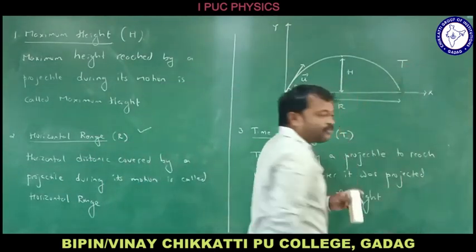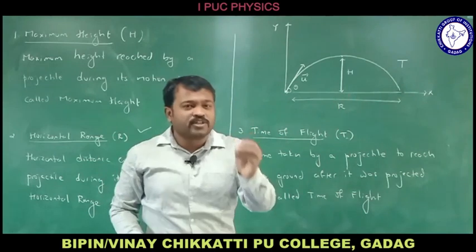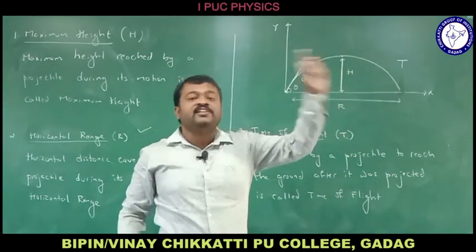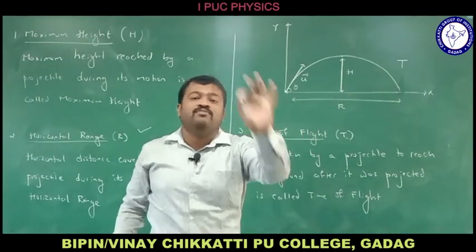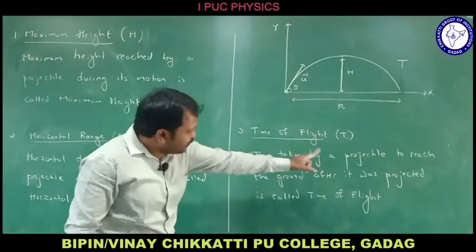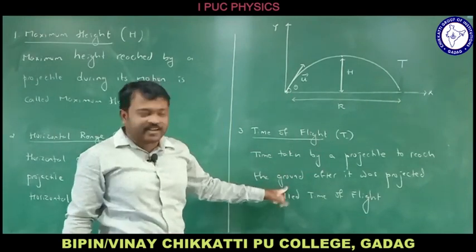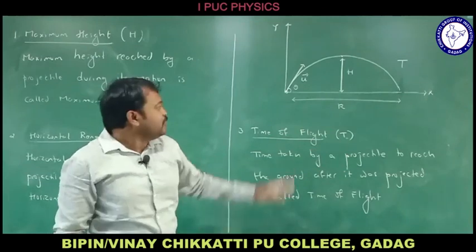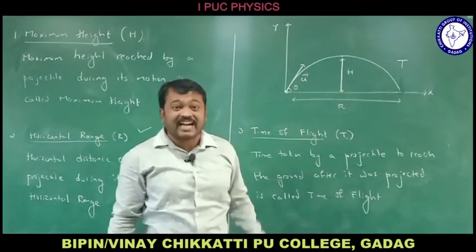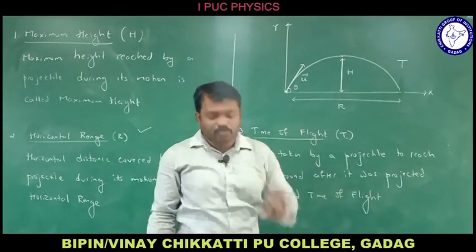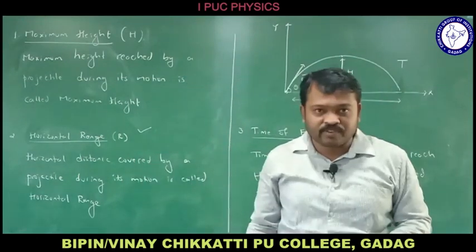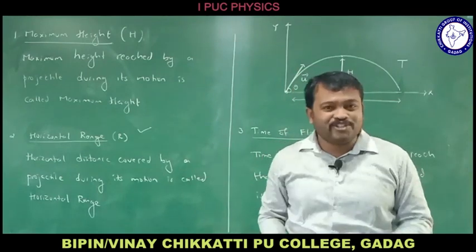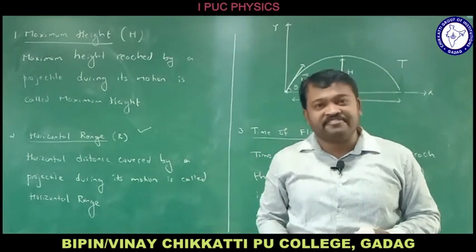So capital T is the time taken by the projectile to reach the ground. If I throw the object and after 2 seconds it reaches the ground, then 2 seconds is the time of flight. It must reach the ground itself after it was projected. After it was projected, that time is called the time of flight. So these are the three parameters we need to understand about projectile motion: maximum height, horizontal range, and time of flight.